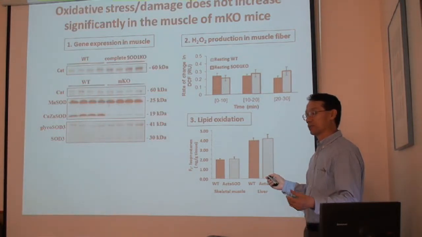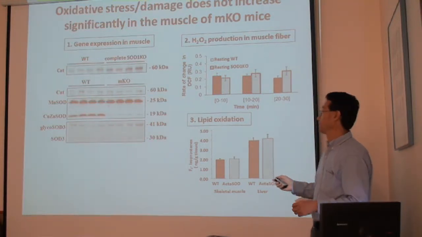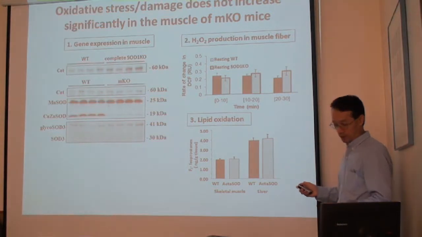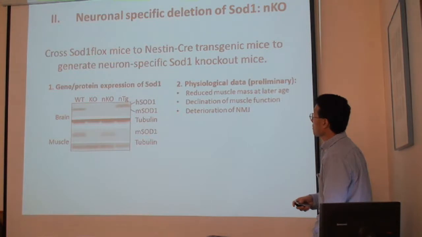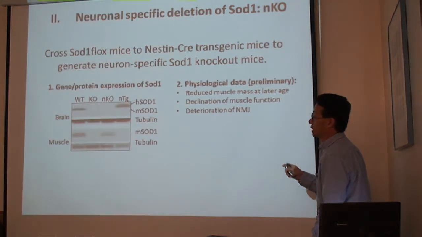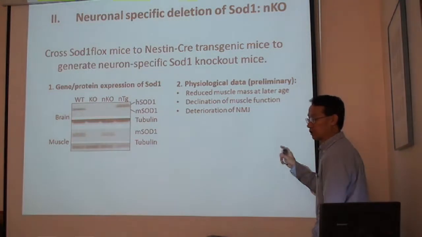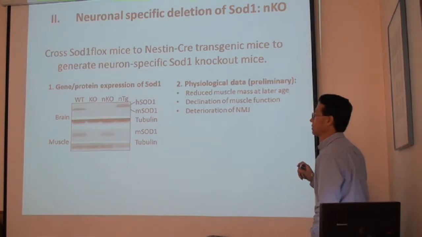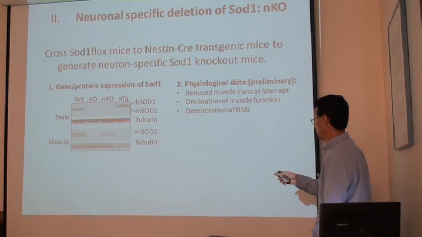Most likely they can stimulate cell signaling such as the AKT-mTOR signaling as I showed earlier, and some other pathways. So those possibilities will be further explored in future studies. In the second strategy, the second mouse model is to try to knock out SOD1 specifically in the neuron, to see whether SOD1 knockout in neuron can change the muscle mass and function.